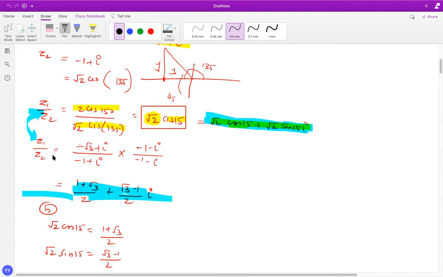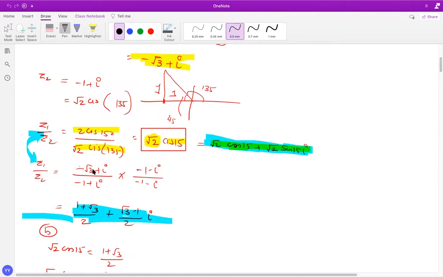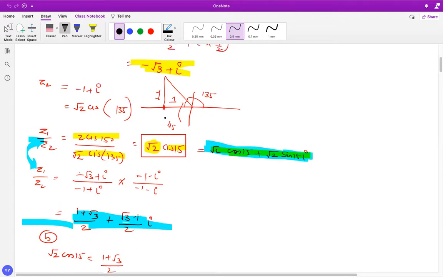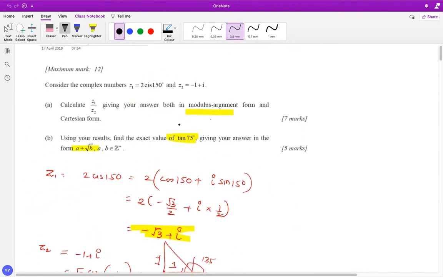The other way to do it is z1 over z2. So z1 is actually this and z2 is actually this. And when you divide them and rationalize, you get this. So this is very interesting, if you can do it manually, you can see whether you're getting this or not. Now they say the last part is, using the result, find the exact value of tan 75.